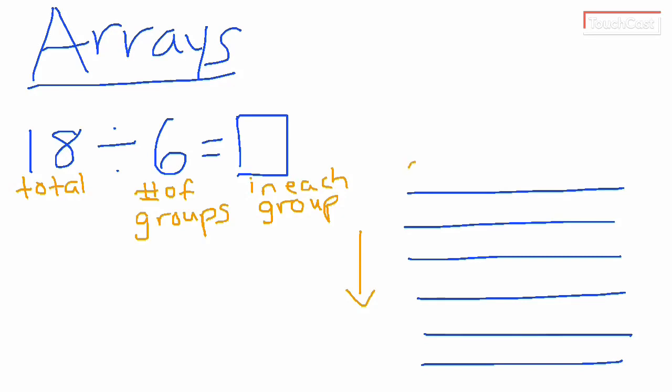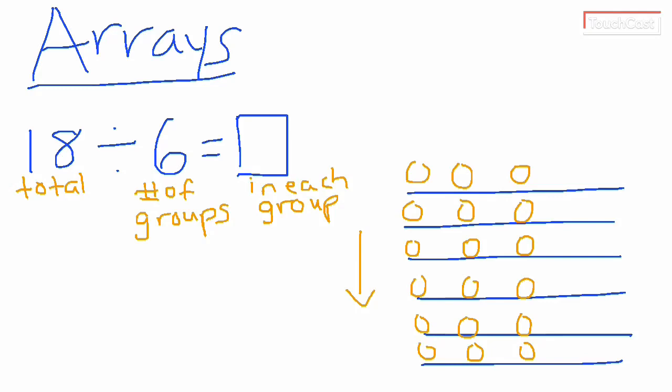So we're going to start out with 1, 2, 3, 4, 5, 6, 7, 8, 9, 10, 11, 12, 13, 14, 15, 16, 17, 18. I'm going to stop there because remember my total is 18. So if that's how much I have in total, then it doesn't make sense to keep going.